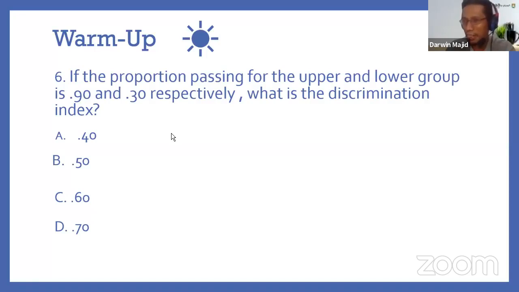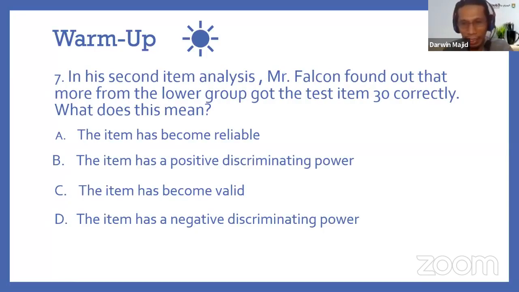Okay? So, let's have number 7. Sir Reggie. Sir, would you mind? Kindly unmute po. Ayan. Okay, in his second item analysis, Mr. Falcon found out that more from the lower group got the test item correct. What does this mean? Okay. The letter D, sir, the item has negative discriminating power. Okay. So, yun. Very good.